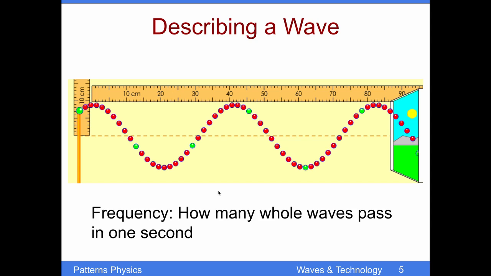The frequency, how many whole waves pass in 1 second. So if we were standing at this window, say, and these waves are traveling out the window, how many peaks, how many crests pass out the window as we stand and watch in 1 second?